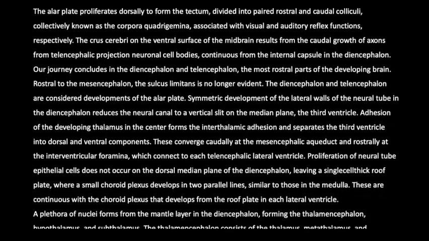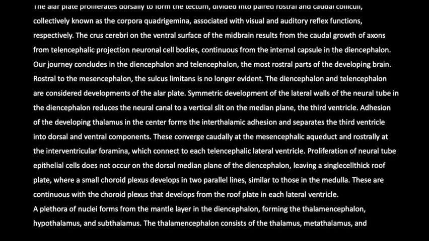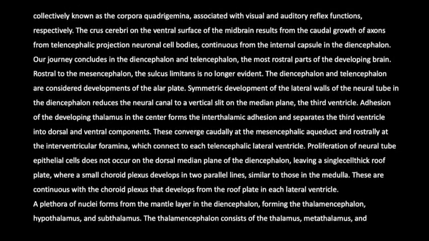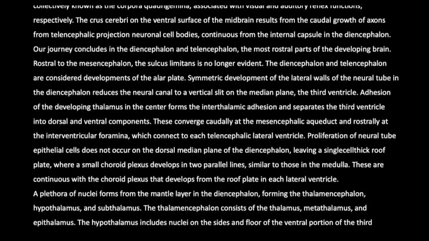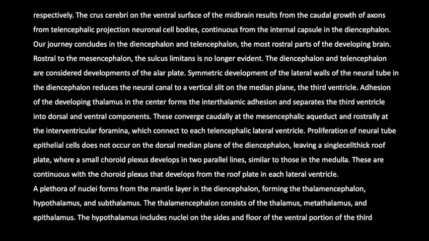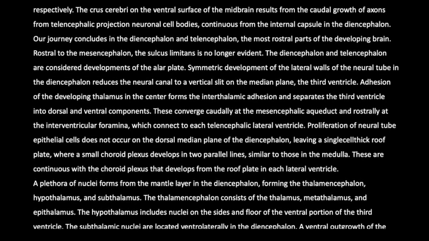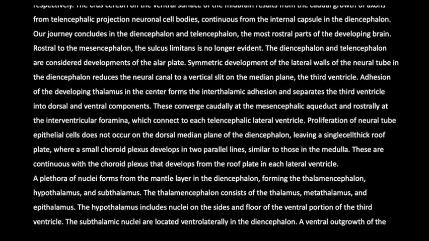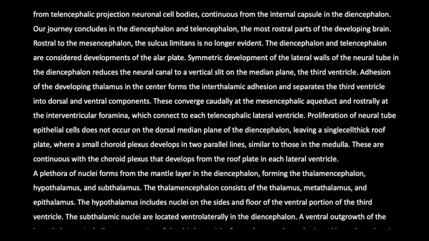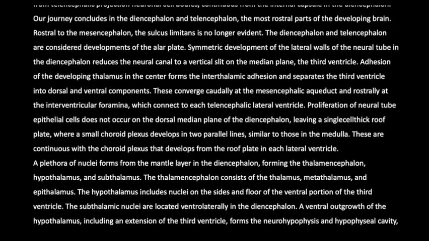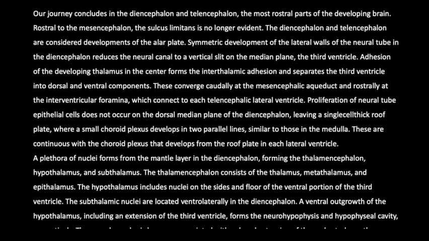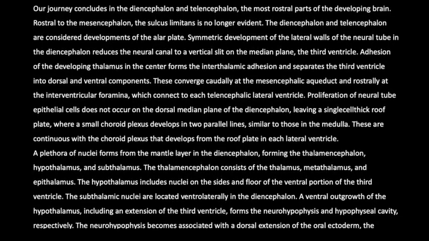Our journey concludes in the diencephalon and telencephalon, the most rostral parts of the developing brain. Rostral to the mesencephalon, the sulcus limitans is no longer evident. The diencephalon and telencephalon are considered developments of the alar plate. Symmetric development of the lateral walls of the neural tube in the diencephalon reduces the neural canal to a vertical slit on the median plane, the third ventricle.